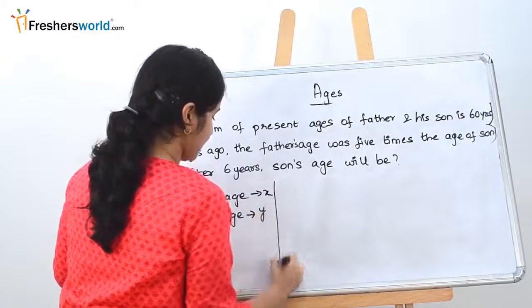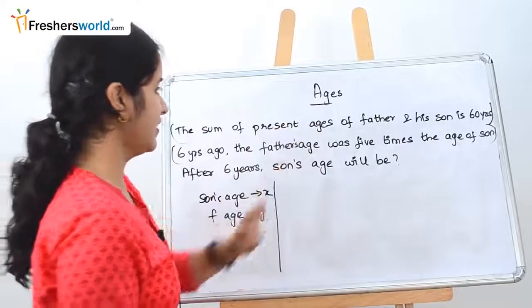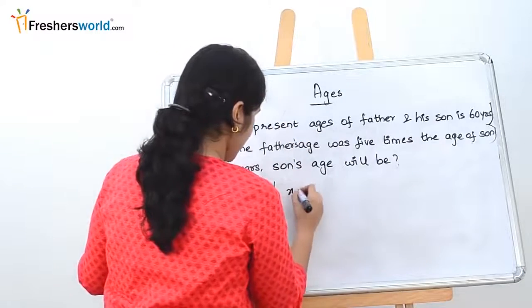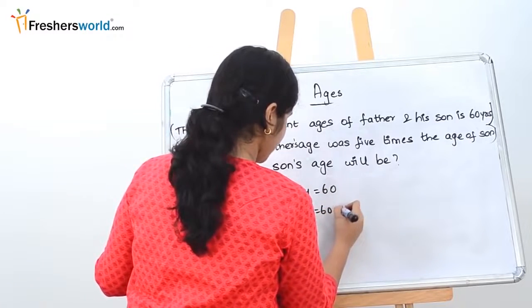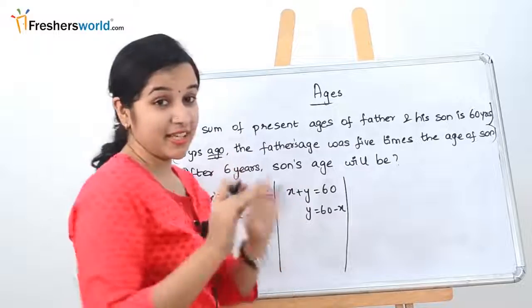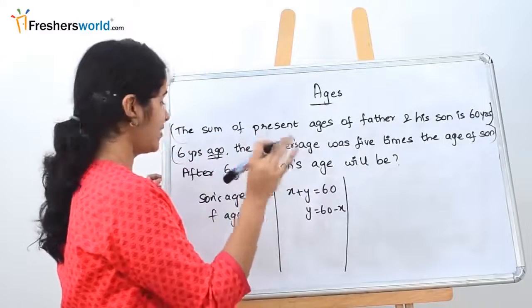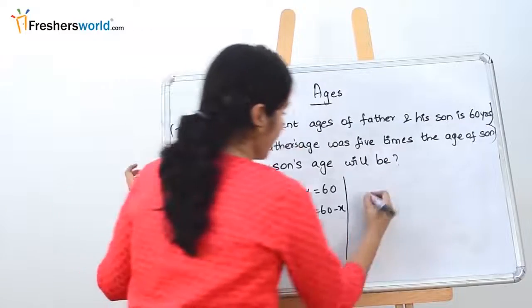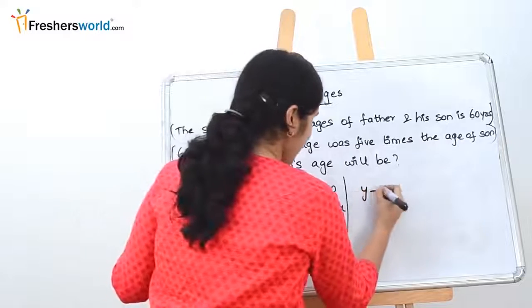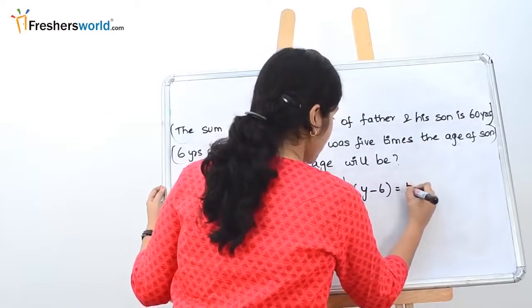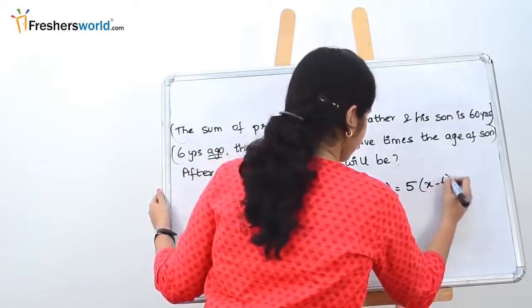Now let's start solving the sum. The first part talks about the sum of the present ages of the father and his son being 60 years. So the son's age plus the father's age is 60. So y is equal to 60 minus x. Let's just keep it like that. Now the second part of the sum. 6 years ago, the father's age was 5 times the age of the son. So what was the father's age? Y. 6 years ago means we have to subtract. Y minus 6. The father's age was 5 times the age of the son. The son is x, so x minus 6.